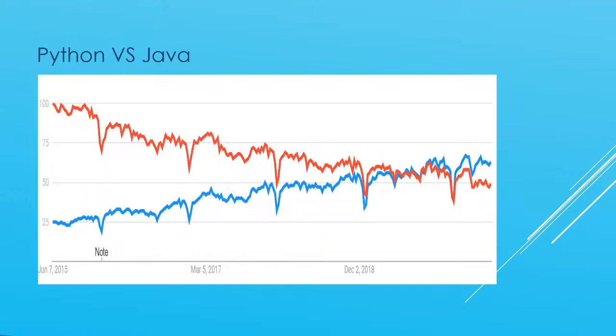So here is a brief comparison of Python versus Java. As you can see, the red graph is Java and the blue one is Python, and this is the period of the last 5 years. You can see how Java was leading, because the concept of Java was that you can code once and run it anywhere. You can run Java on your mobile phone. But in fact, Python has overtaken Java.